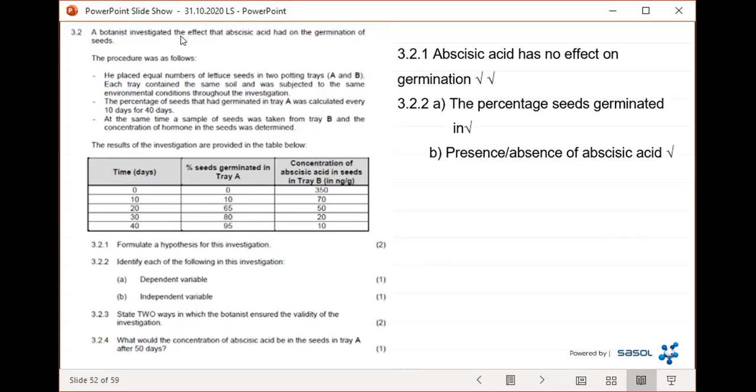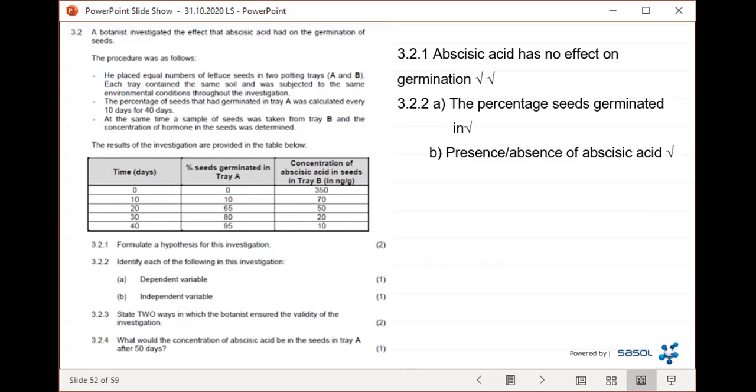The germination of seeds. So guys, just take your time when reading these descriptions, because most of the answers are found there, right? Especially during investigation and experiment questions.